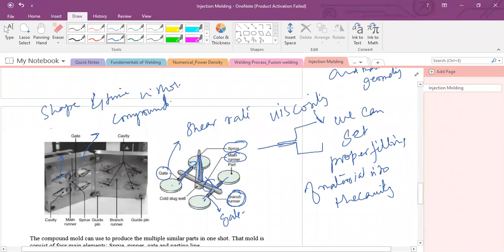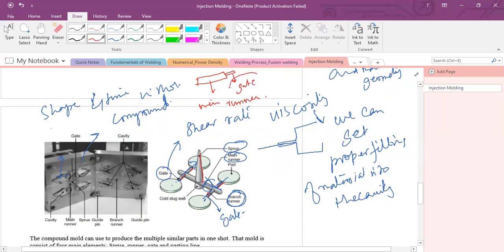From the sprue, it will not directly go into the mold cavity. There is one main runner, and the main runner is connected to the branch runners. The branch runner is larger in diameter. This is the gate, and this is the main runner.